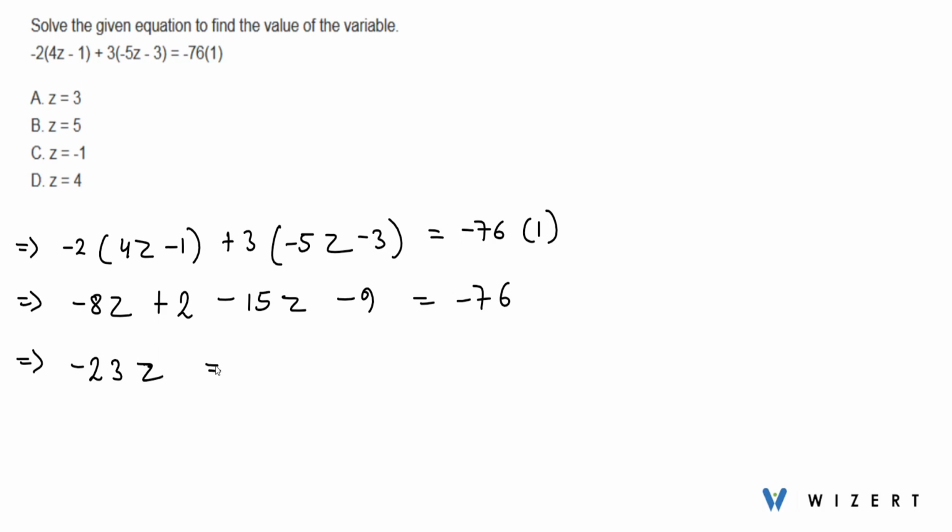Shift minus of 7 to the right hand side, so it will become plus 7. So in the right hand side we will have minus of 76 plus 7. So we will have minus of 23z equals minus of 69. Divide both sides of the equality by minus of 23. So z will be equals minus of 69 upon minus of 23. So minus and minus will cancel out each other, and 69 upon 23 will give us 3.